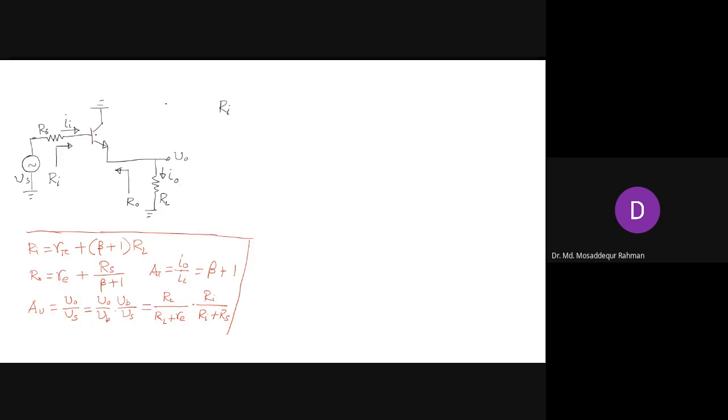So when looking into the base, first what you have here, between base and emitter, is R pi. Looking from the base side you have resistance R pi. Now that will be added with the load resistance RL. But load resistance RL is on the emitter side, it's not on the base side. And we are looking from the base side. So when you're looking from the base side, what will you see?